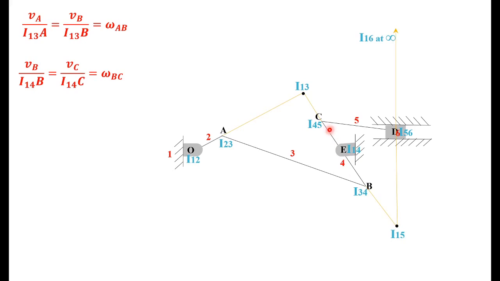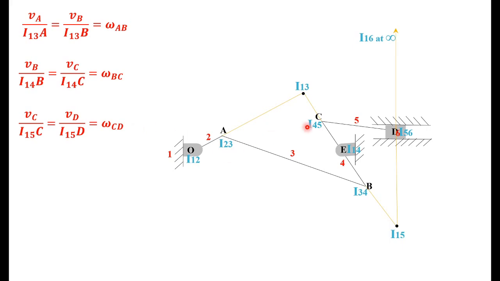This large distance you have to measure, equals VD divided by I15D, this vertical distance, equals omega of 5 or omega of CD. That expression you have to use. Here VC is known from the second equation, from the set of equations. Then I15C you have to measure this distance, and I15D you have to measure. Then you will get VD and omega CD. Clear? Like this you have to continue.